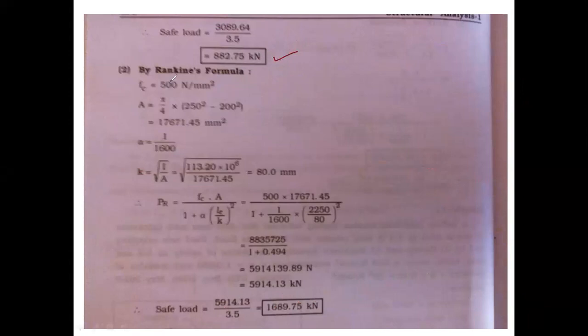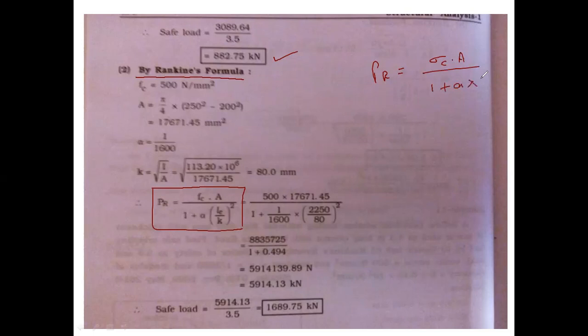So next, let's use the Rankine formula and see what will be the safe load. For using the Rankine crippling load, what is the formula given? PR is equal to sigma C into A by 1 plus A lambda square, where lambda is equal to L effective by K.